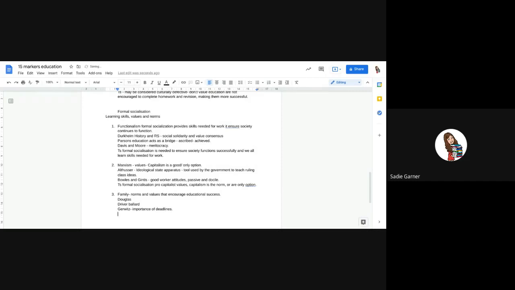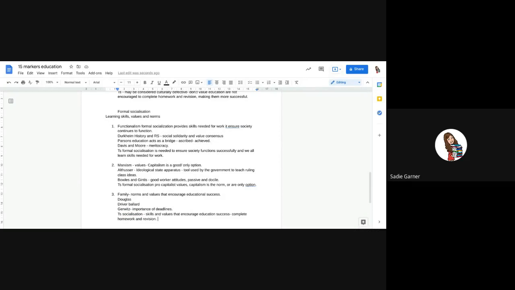Right, so at the end, this shows that family, via socialization, can teach skills and values that encourage educational success. So make them complete homework and revision. You only get one of these 15 markers, so you'll see quite often what I pull out is the impact is very similar.